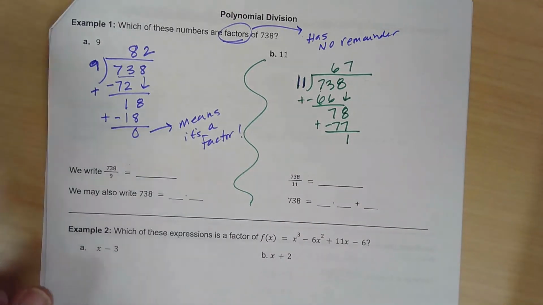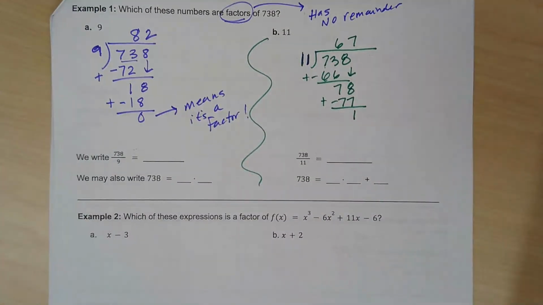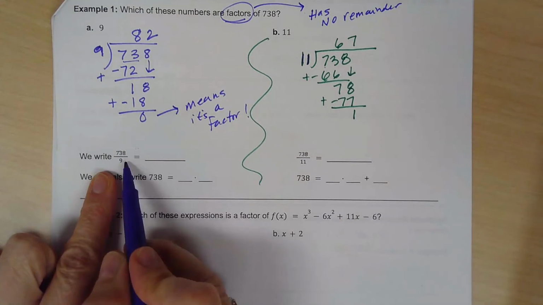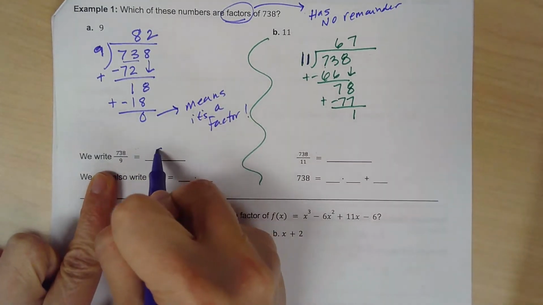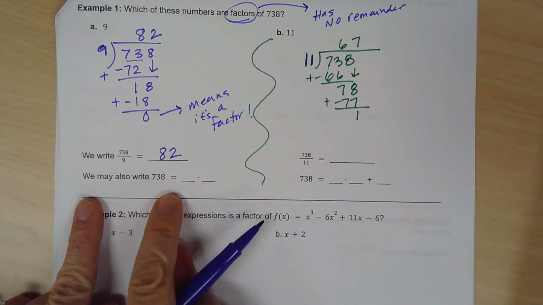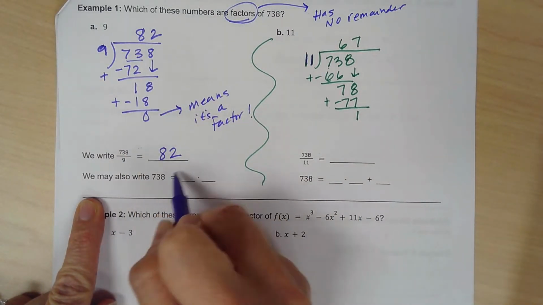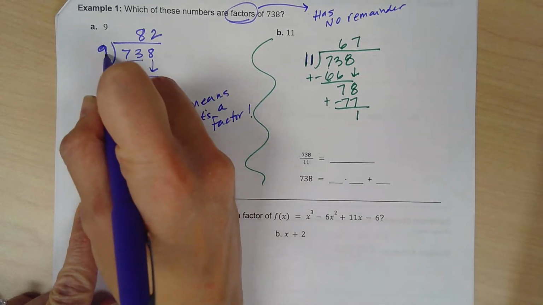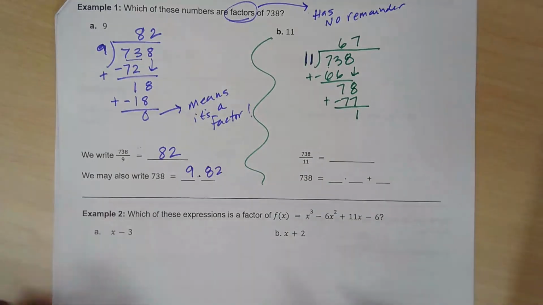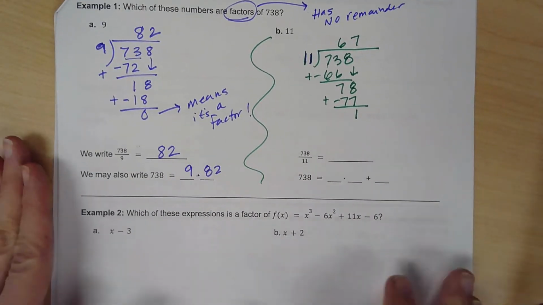So I want to make sure you understand how we deal with these. So we're going to talk about dealing with them in just numbers, and then I'm going to go through a couple examples with polynomials. So when we write 738 divided by 9, it equals 82. You can also write it as what two numbers multiply together to give you 738? Well, it would be 9 times 82. So those are the two numbers that would multiply together to equal 738. That's what makes it a factor.